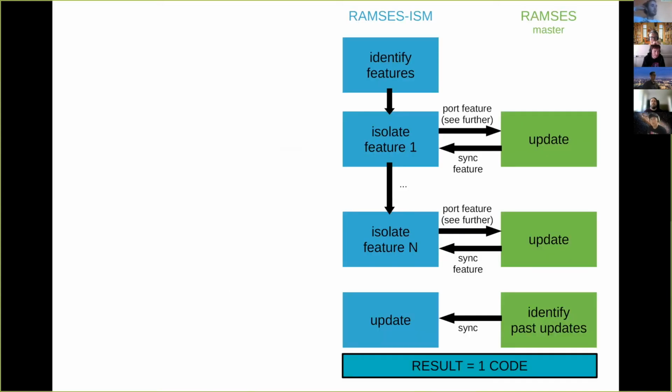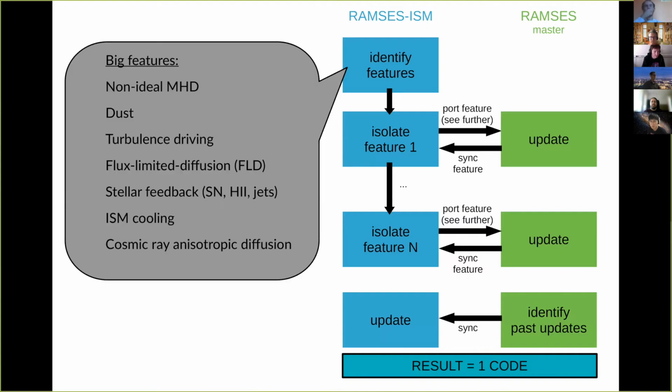So instead, we are trying a different strategy, which is first to identify all the physics features that have been developed. There are a lot of big ones, for example: non-ideal MHD, dust, turbulence driving, radiative transfer using flux-limited diffusion, several modes of stellar feedback, ISM cooling, and cosmic ray anisotropic diffusion. There are several smaller ones, but I will not mention them here.